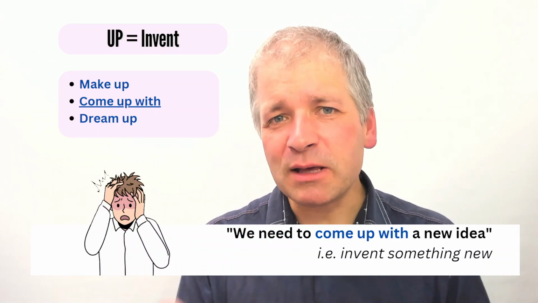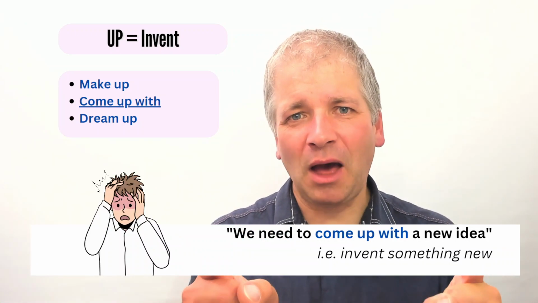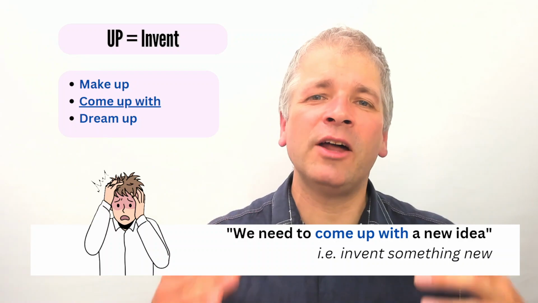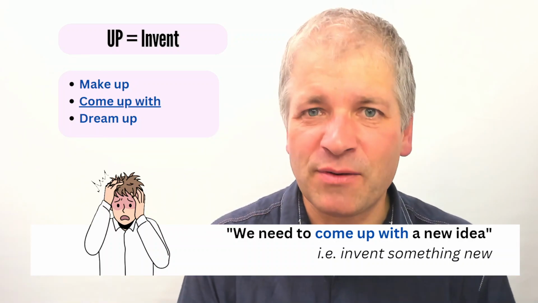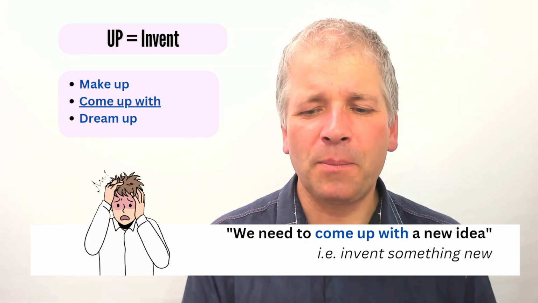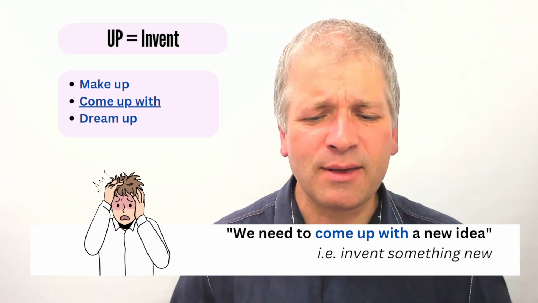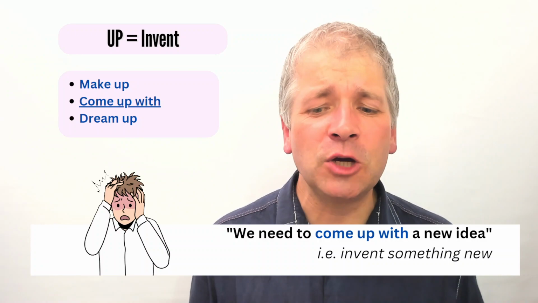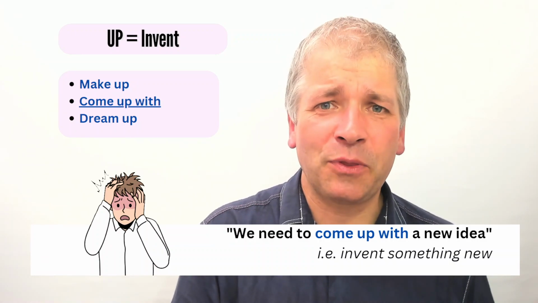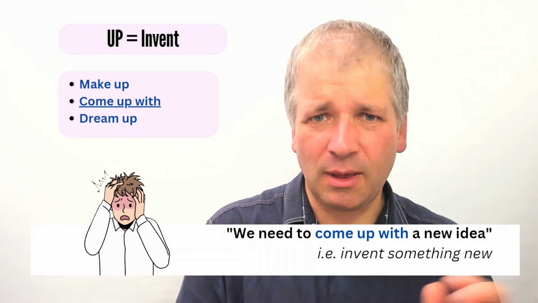Come up with is slightly different because come up with is simply inventing an idea that you have about something. For example, perhaps this person is worried that they don't have a plan, so they say, we need to come up with a new idea. Invent something new. It's not false, it's just something different.